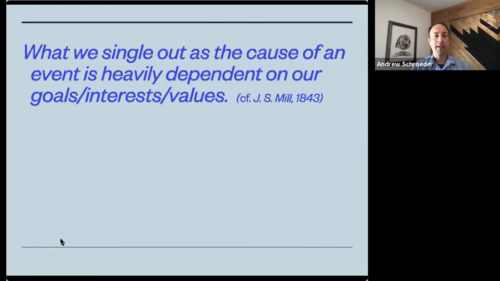It's going to help us to identify priority areas for research, investments. It's going to help us to assess the performance of different health initiatives. There's a whole bunch of reasons that this information is really important to us. The problem, though, is that which cause we should assign to an event, like a death, is going to be dependent on those goals, interests, and values. But there are so many different reasons that we're interested in causes of death.